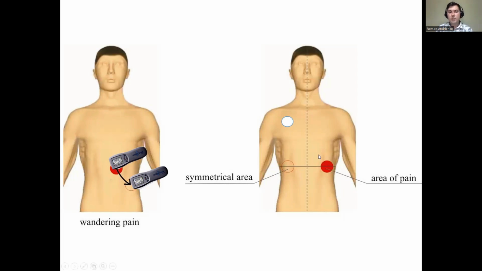Sometimes there may be wandering pain and we may chase it. And the same thing depends on the symmetrical area. We will need to treat the new symmetrical area as well.